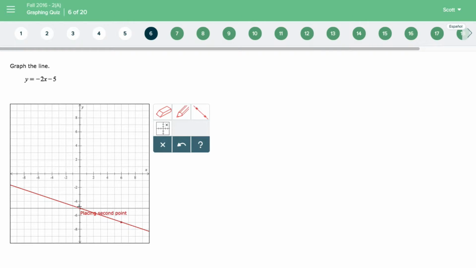So there's our first point right there, the first point we put in. And the second point, we go down 2 over 1, or up 2 and over 1, and that's the same line.